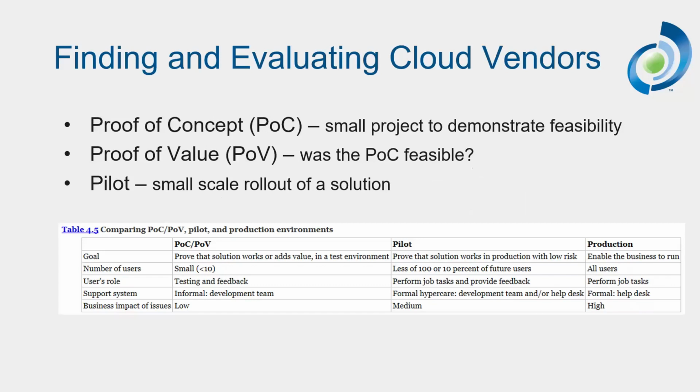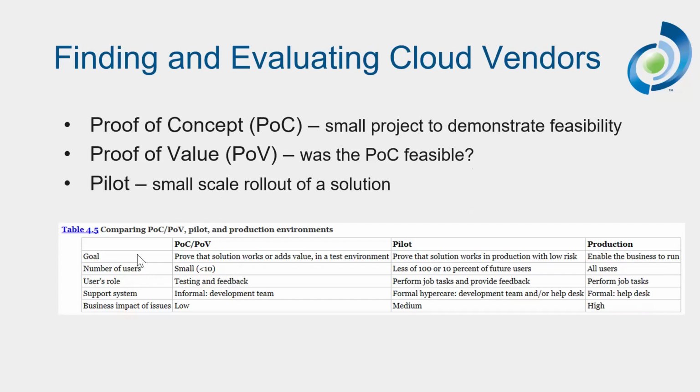Some more vocab here. Proof of concept, or POC. A proof of concept is a small project to demonstrate feasibility of whether something can actually be done. Then you have a proof of value, or POV, which asks: was the POC feasible? And then you have a pilot, which is a small scale rollout of a solution.